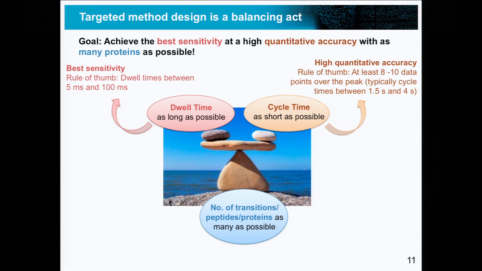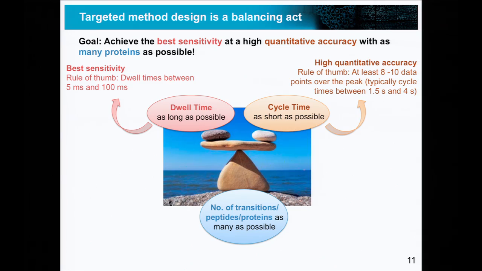Then, next to sensitivity, you also want to be quantitatively accurate. You want to have the true peak shape of your chromatographic trace. And for that, you need short cycle times. And again, the rule of thumb is that people try to work with at least 8 to 10 data points over the elution profile. And in fact, this often means that you need to work with cycle times in the range between 1.5 and 4 seconds. Which cycle time is appropriate for you personally will, of course, depend on your LC system, right?